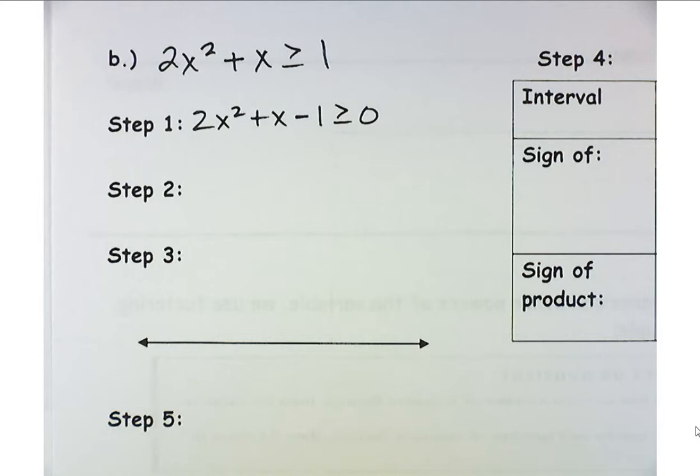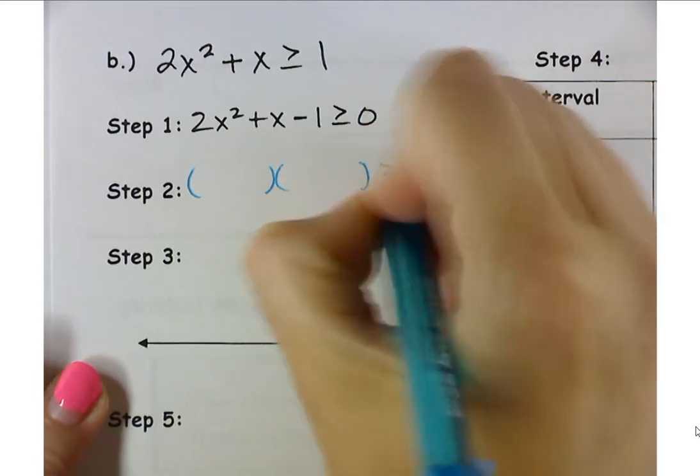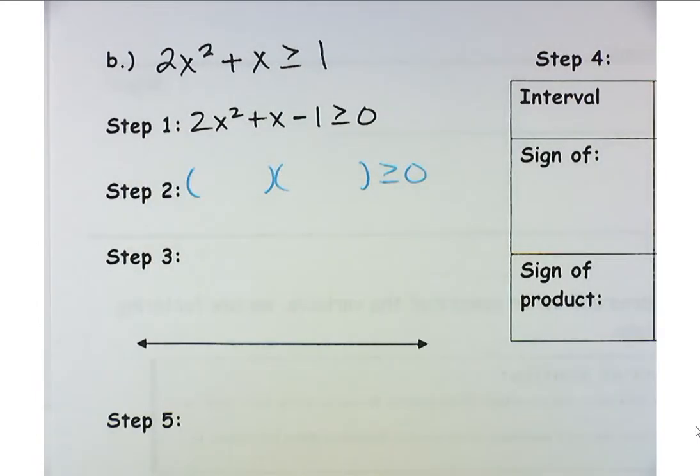Factor. We're gonna factor. Don't be intimidated by the coefficient. This is actually really nice because 2 is a prime number. So the only way I can multiply to 2 is if I have what and what? 2 and 1. So it has to be 2x and x.